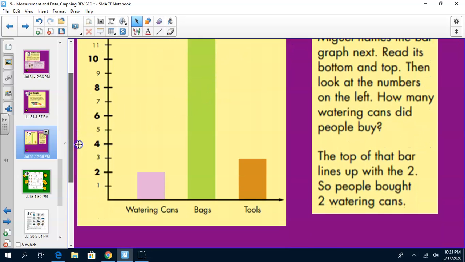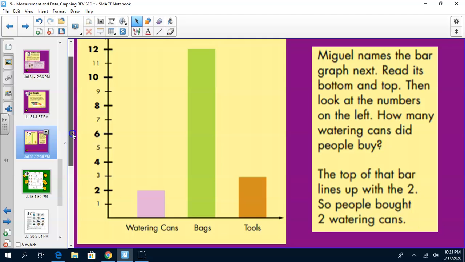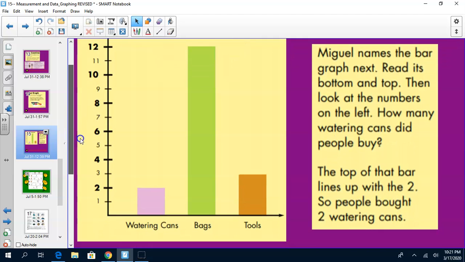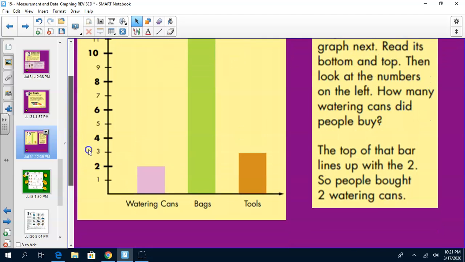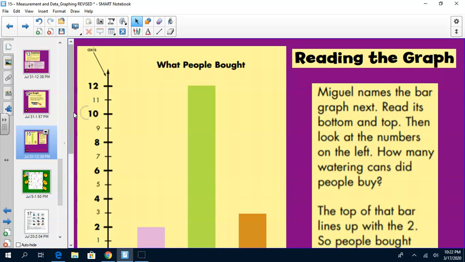But we have one other item, tools. When we look at our tools, it's a little bit less than our bags, but a little bit more than our watering cans. Our tools go up to 1, 2, 3. This looks like a total of 3 tools were purchased. So this is how we're gathering our data and our information from our graphs. Because again, graphs provide us with information. There's a lot more we can do with these graphs, but this is a good review of what we've been learning about with our graphs.